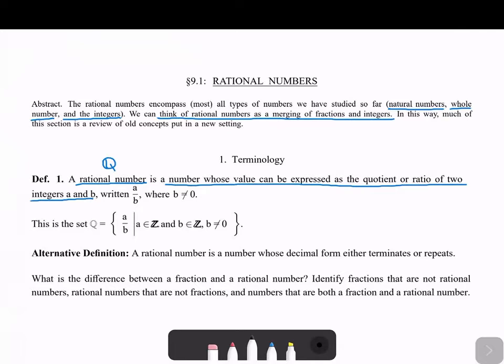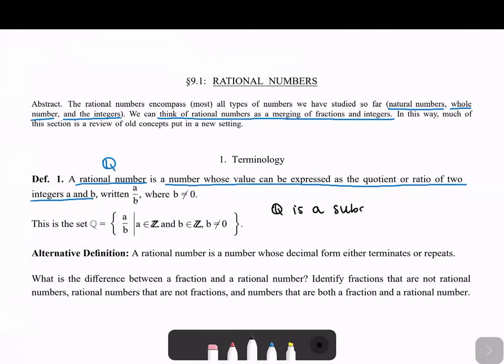So a rational number is just a fraction where both of the numbers on top and bottom are integers, and you just can't divide by 0, right? We've not been able to divide by 0 this whole time. So a rational number is just the subset of fractions. Remember, we talked about subsets. So it's the subset of fractions that only has fractions that have integers on top and bottom as numerators and denominators, right?